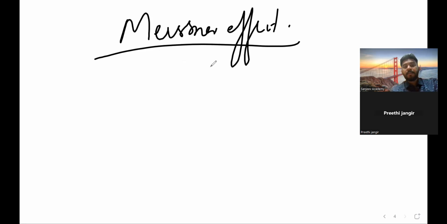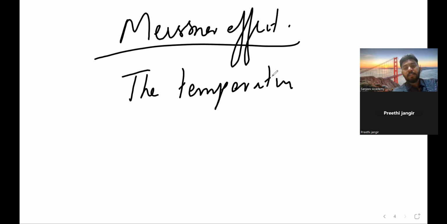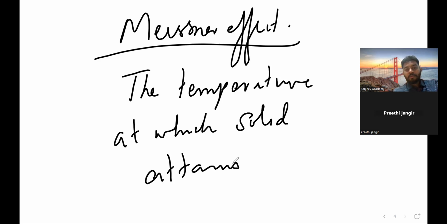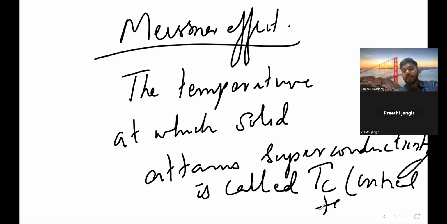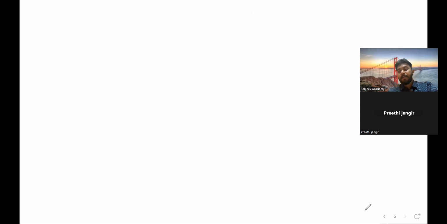Yeah. So in Meissner effect, we'll be discussing how this transition is taking place. So the temperature at which the solid attains superconductivity is called, it's not Meissner effect, it's called critical temperature, TC. TC stands for critical temperature. Okay, so this transition. Clear? So this is my critical temperature, because there are some terms to write for the Meissner effect. One of the important terms that the faculty will check is critical temperature.